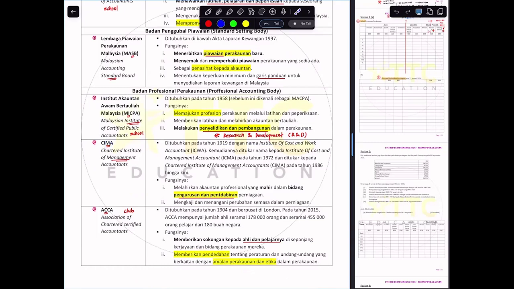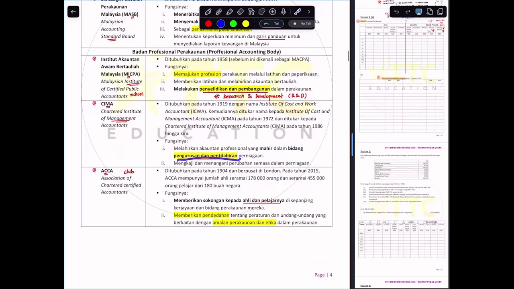M stands for management. So if you see any term relating to management, like pengurusan, pendapatan, then it will be SEMA. Last one, ACCA. You got double C here. The double C stands for club. A club will have members, right? So you will see ahli here. But the key point here is the member will be the student also.